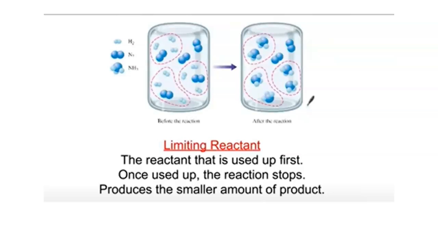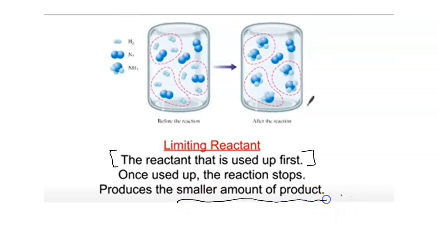A limiting reactant is the reactant that's used up first. So all of it is completely used. There's none left over on the reactant side. It's all turned into products. Once it's used up, the reaction completely stops. It produces the smaller amount of product.